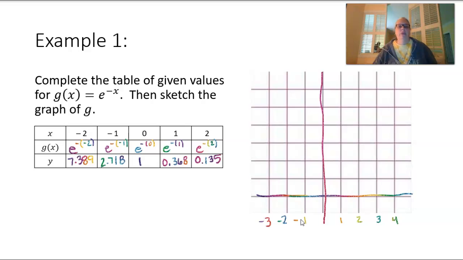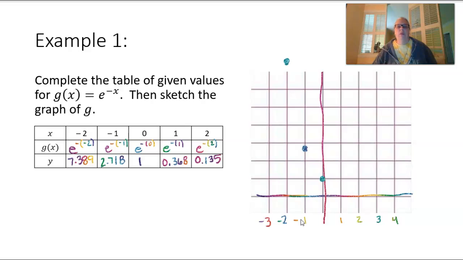Alright, so at negative 2, the graph is going to go up above 7. So it's between 7 and 8. So we got 1, 2, 3, 4, 5, 6, 7. So somewhere up in this area. At negative 1, we're going to be between 2 and 3. So here's 2, here's 3, here's 2.5. We're going to go a little bit further than that. At 0, we're going to be right here at 1.